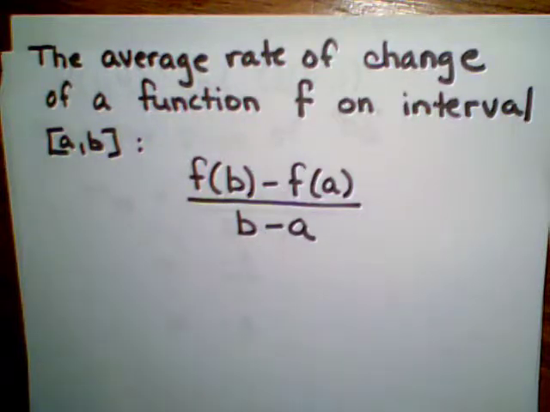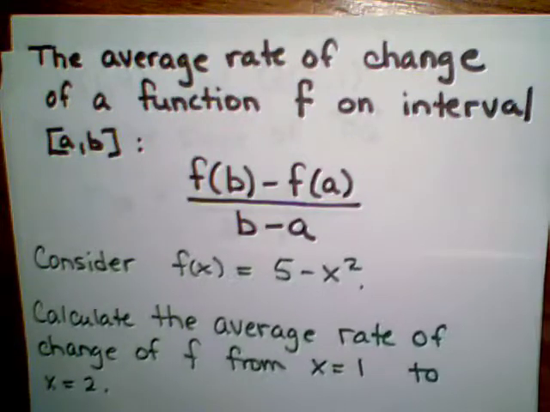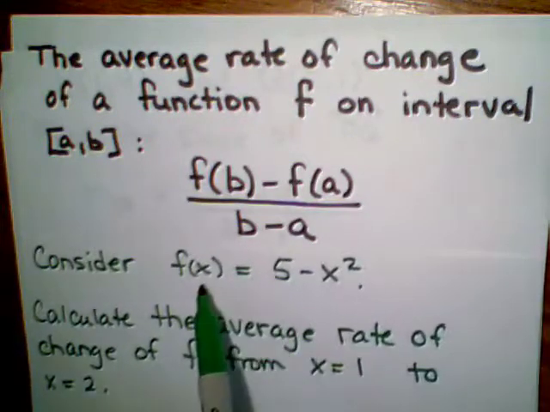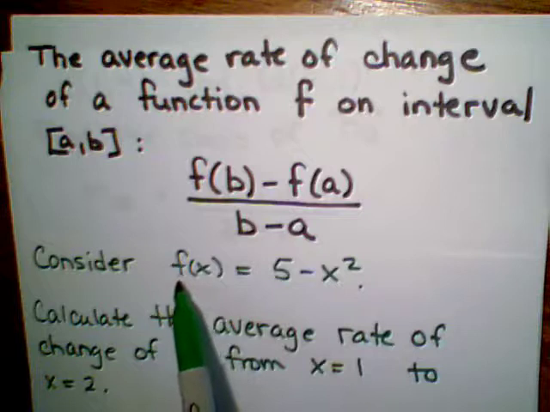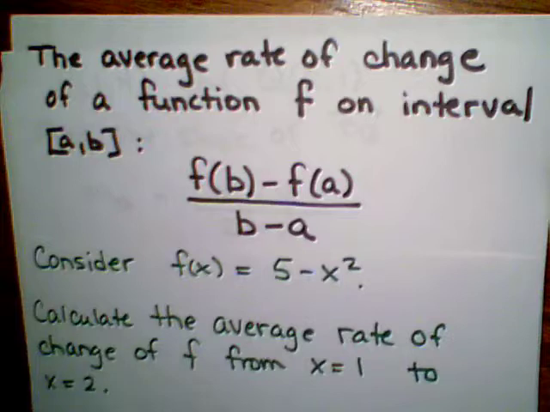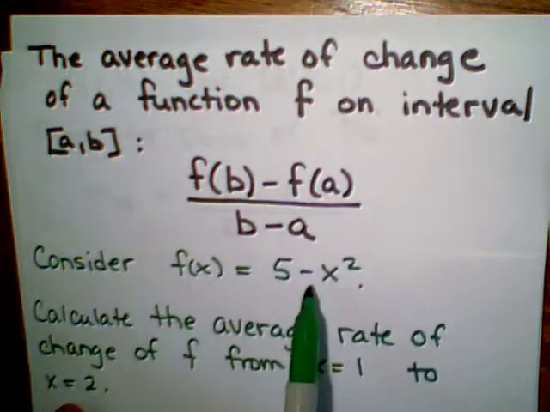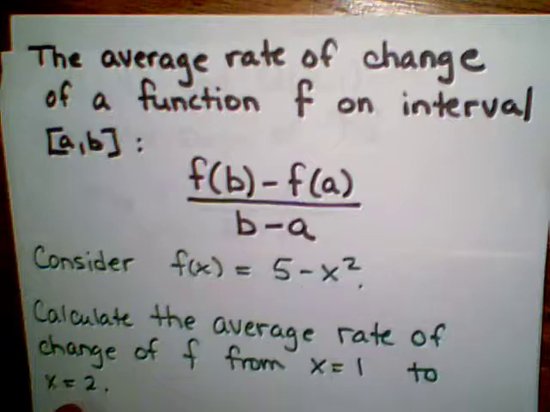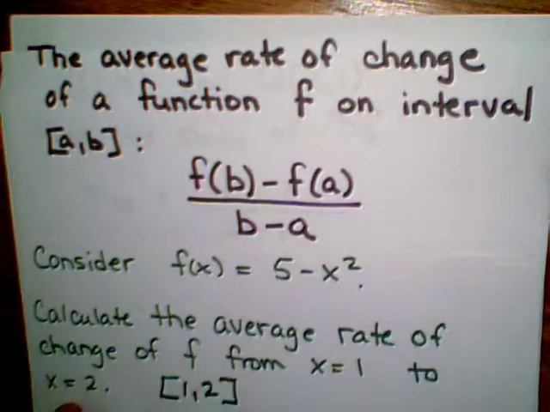I've chosen a kind of simple function. We'll look at this parabola. Let's say that f of x is 5 minus x squared. And let's calculate the average rate of change of this function f from x equals 1 to x equals 2. So f is the parabola, and the interval we're considering is the interval 1 to 2.